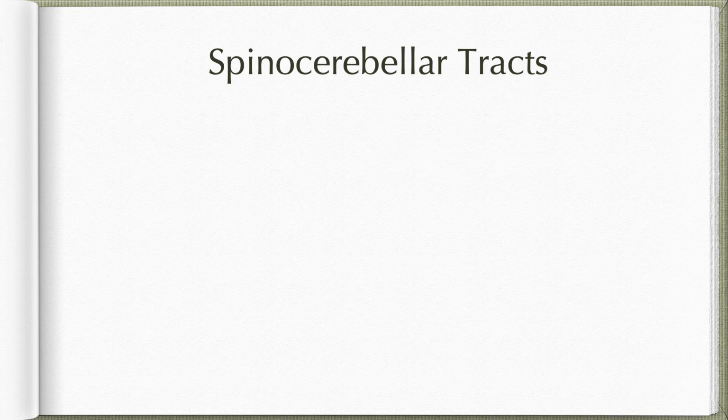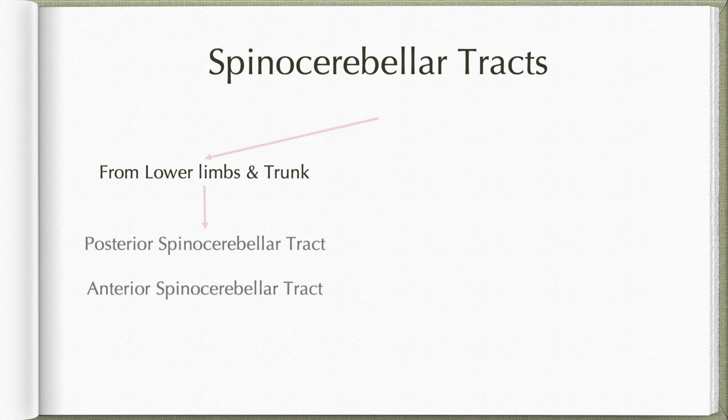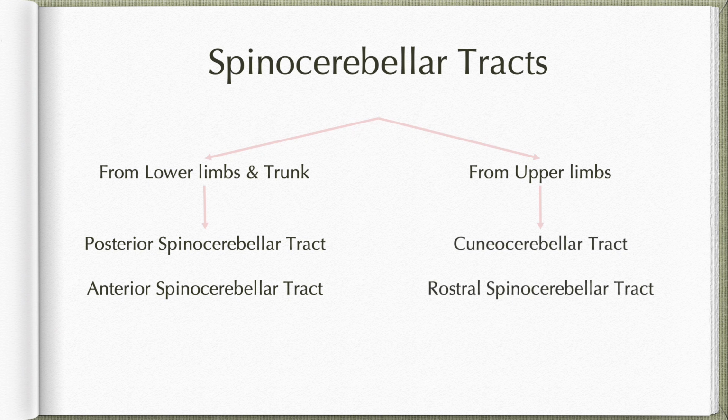Spinocerebellar tracts include two tracts which carry information from lower limbs and trunk, that is posterior spinocerebellar tract and anterior spinocerebellar tract, and two corresponding tracts which carry information from the upper limbs, that is Cuneocerebellar Tract and Rostral Spinocerebellar Tract.